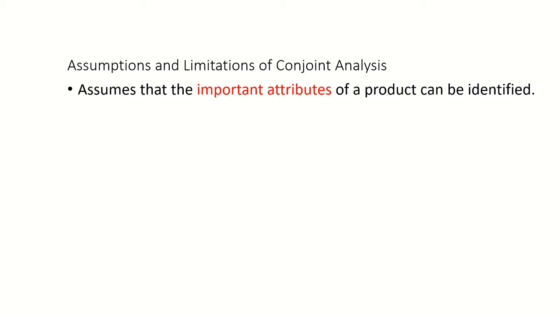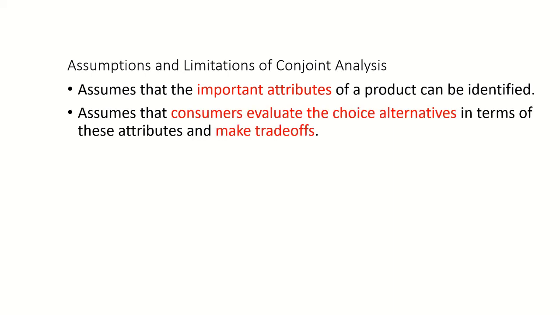And every time you do an orthogonal design, you will get a different set of design. So don't be freaked out if, let's say, you run 3, 4, 5 different orthogonal designs and every single time it's always different. It is going to be always different because remember, it goes through a randomized algorithm. Secondly, it assumes that the consumers evaluate the choice alternatives in terms of these attributes and then they make trade-offs, which means that they only evaluate what they see and they trade off the ones that they don't see.